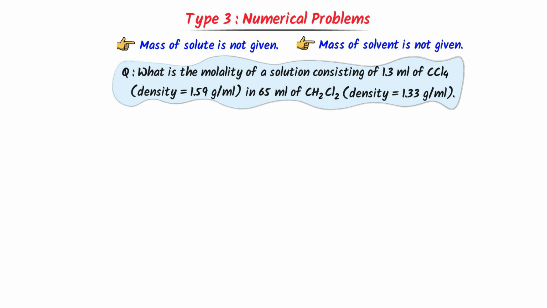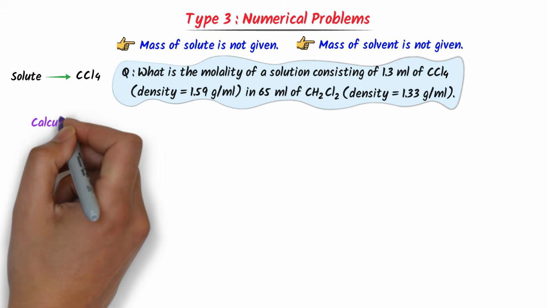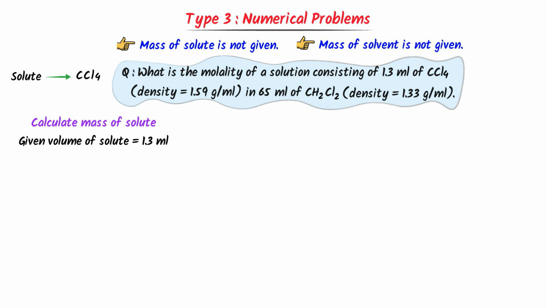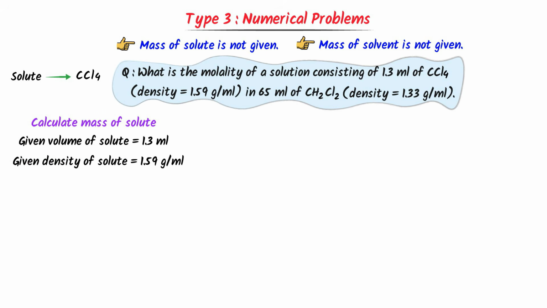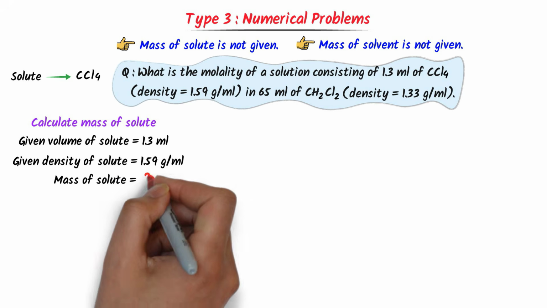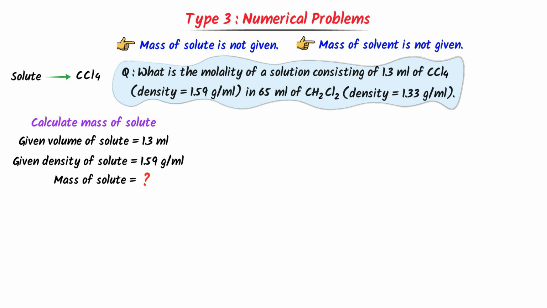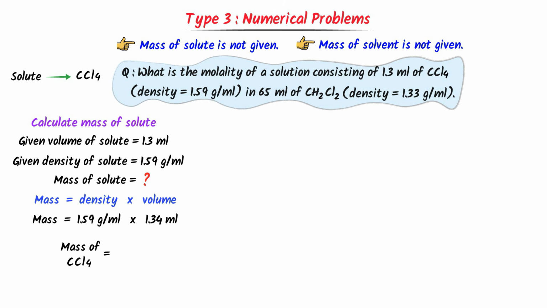Well, we know that the solute is carbon tetrachloride. According to the given statement, the volume of the solute is 1.34 milliliter. The density of the solute is 1.59 gram per milliliter. What about the mass of the solute? It is unknown. We know that mass is equal to density times volume. The density is 1.59 gram per milliliter and the volume is 1.34 milliliter. I get the mass of carbon tetrachloride is 2.13 gram.